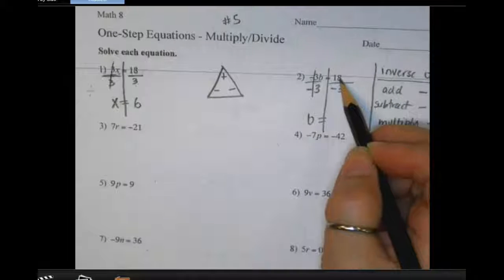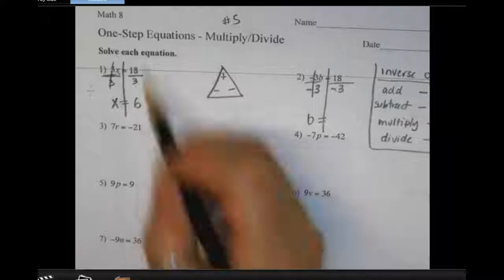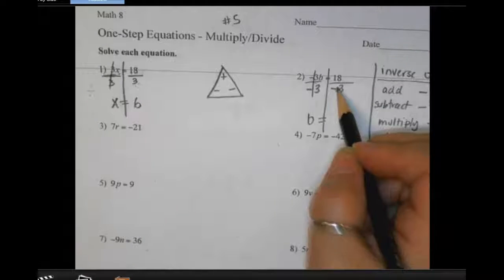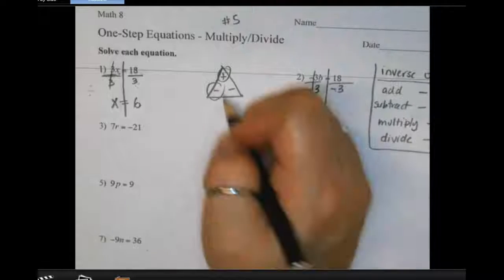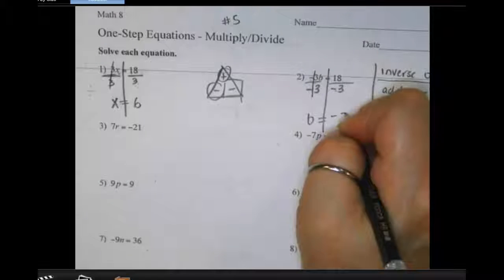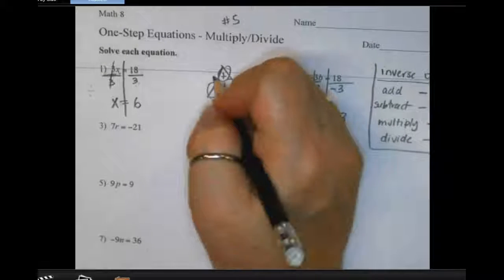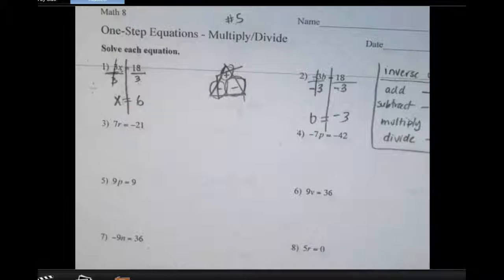But now I have a positive 18 divided by a negative 3. So it is 6, but I have a positive and a negative, so my answer is going to be -3. Do you guys see how I use this here? I had a positive and a negative, so my answer is going to be negative.